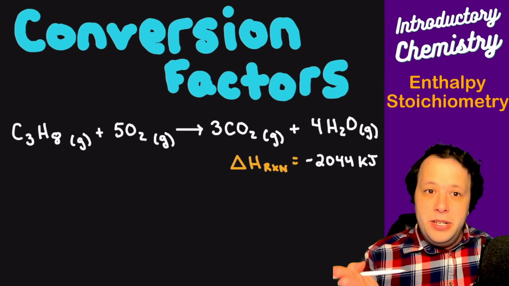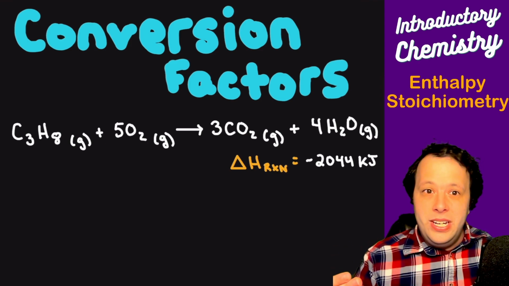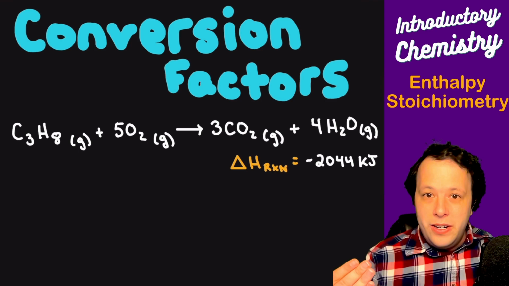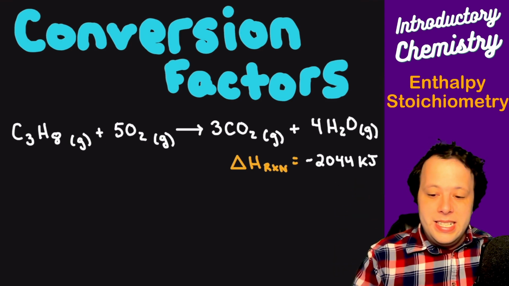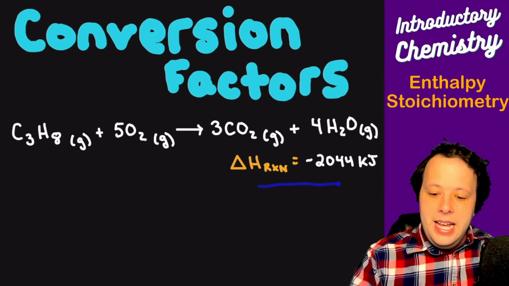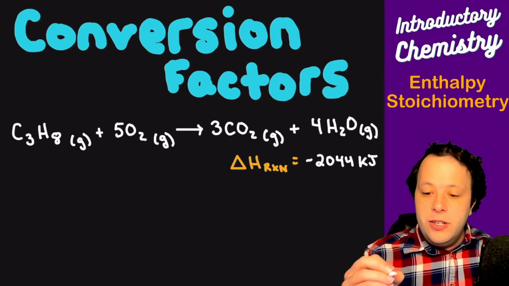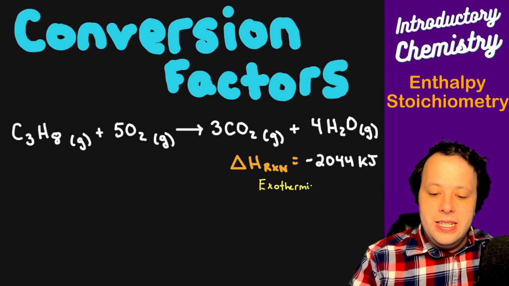So this is a combustion reaction where we have propane reacting with oxygen gas. Propane is C3H8, and it's going to burn and make CO2 and water. Now, as you can see above, I have the delta H of the reaction listed, and it says that it's negative 2044 kilojoules. So what can you learn from that? Well, the first thing is that that's exothermic because there is a negative sign here.